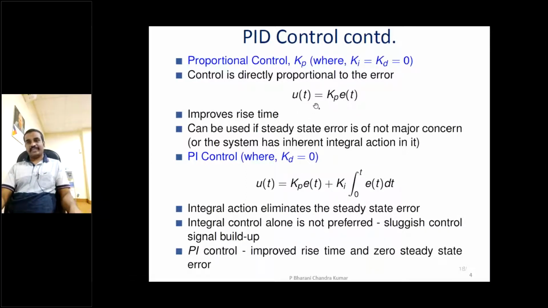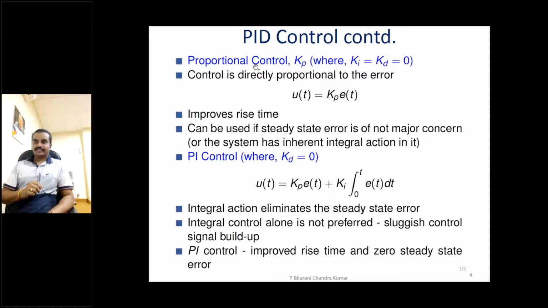The good thing about this one is it improves the rise time. We have seen what the rise time is yesterday. If we use the proportional controller, it will improve the rise time. That means it will make your system faster to reach the reference value. The caution here is it can be used if the steady state error is not a major concern or the system has inherent integral action in it. If you use this proportional control alone, it gives you a faster response, but the problem here is it will not make the steady state error zero.